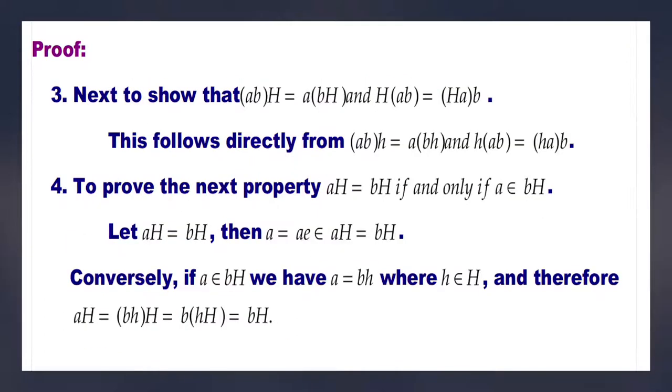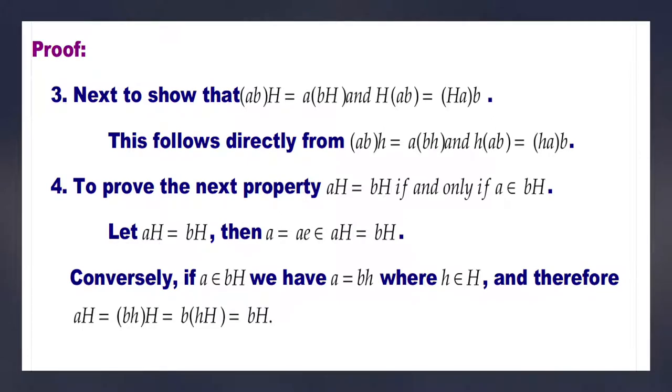The third one, to show that (ab)H is equal to a(bH) and H(ab) is equal to (Ha)b. The fourth one, this follows directly from (ab)H is equal to a(bH) and H(ab) is equal to (Ha)b. To prove the next property, aH is equal to bH if and only if a is in bH.